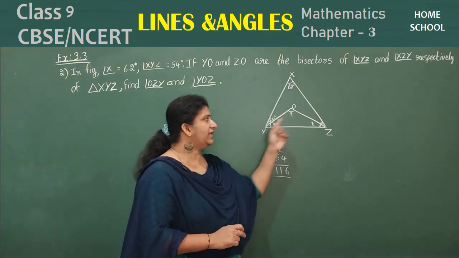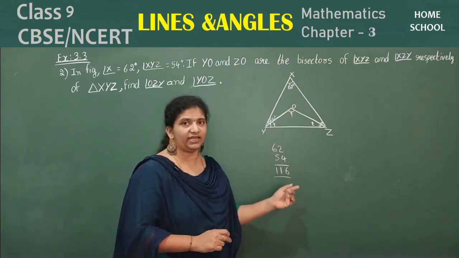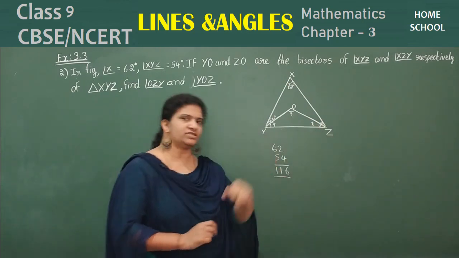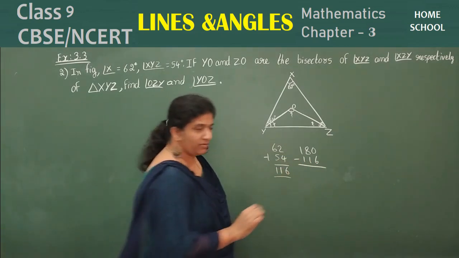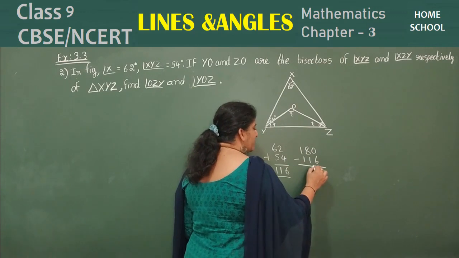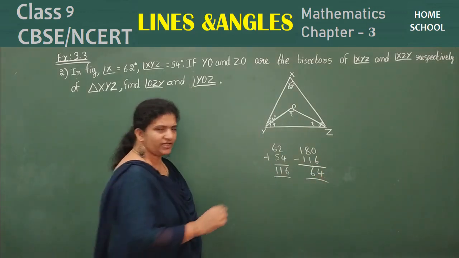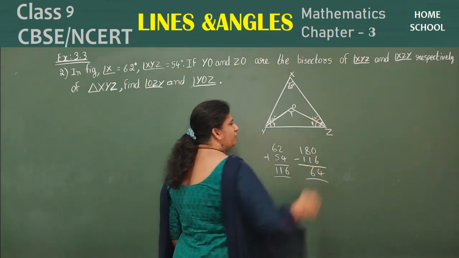Now what do you need to do? The complete sum of the angles of a triangle is how much? 180. So if you want to find the Z angle, in 180 you subtract this. 180 minus 116 is how much? 10 minus 6 will be 4, 7 minus 1 will be 6. 64 degrees. What is 64, children? This angle Z, complete Z, is 64 degrees.